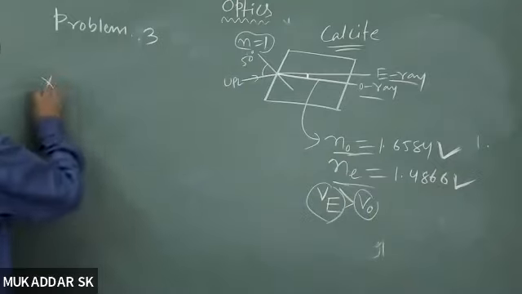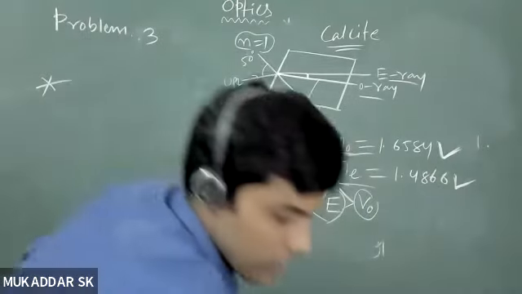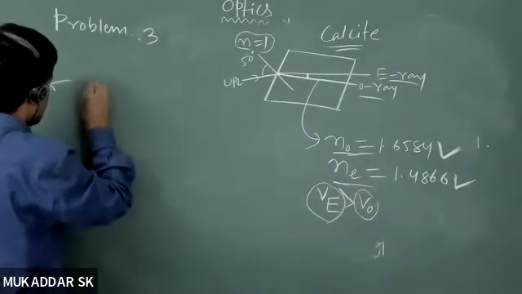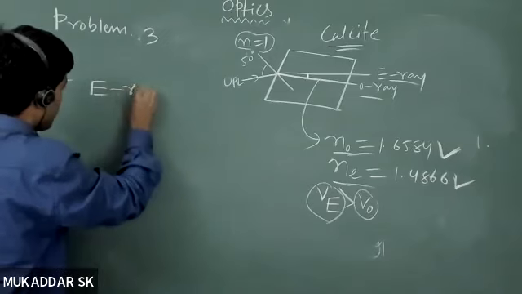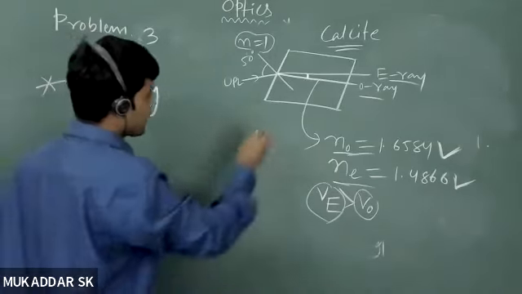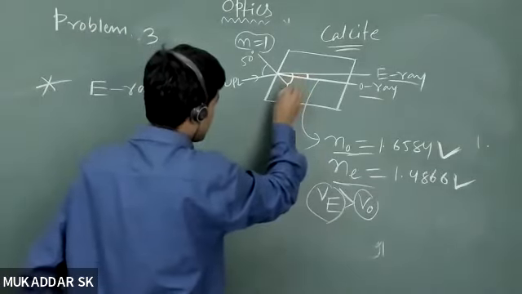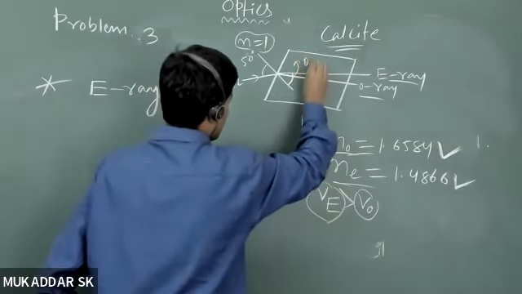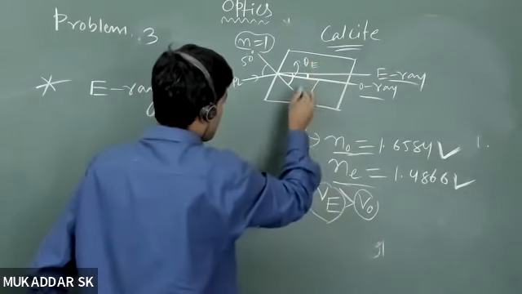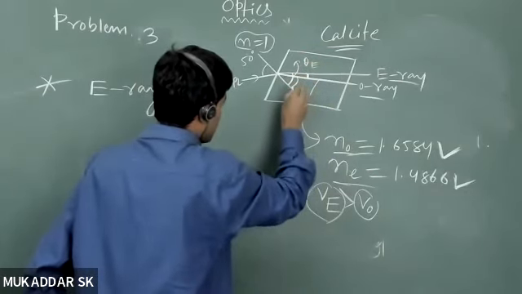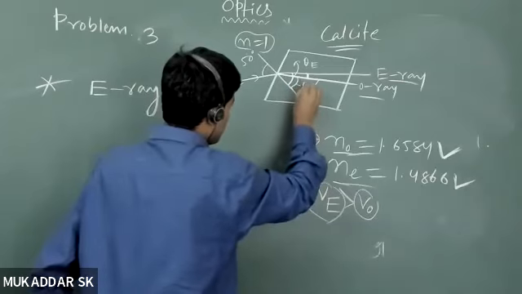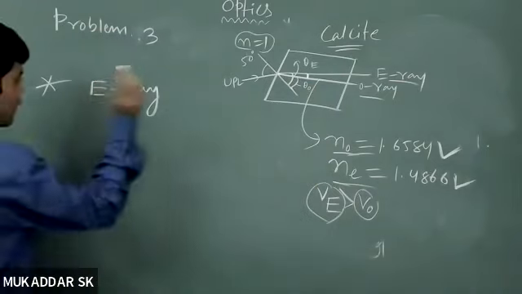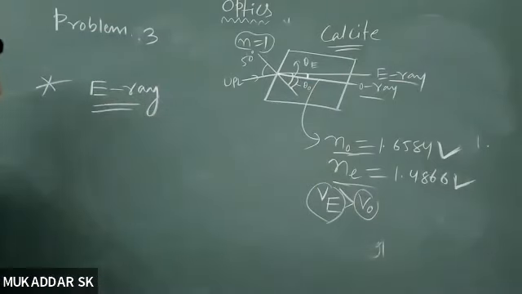Now if I apply Snell's law for E ray, let us assume this angle of refraction as theta E. And for O ray, I will take that angle of refraction as theta O. Okay. So if I apply this Snell's law for E ray, what can I write?